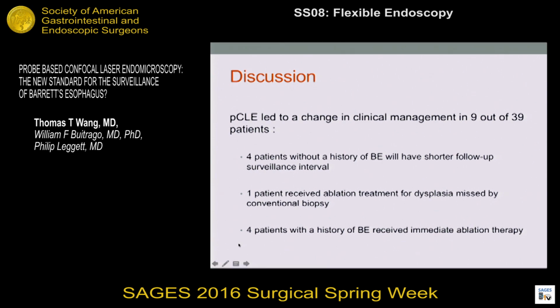So what does this mean for our patients? Out of our 39 patients, we had 9 patients in which PCLE made a change in clinical management. 4 of our patients without a history of BE had a positive optical biopsy that would have been missed by the pathological diagnosis. And because of that, they will undergo a shorter surveillance interval. Whereas before it would be every 3 to 5 years, for a missed diagnosis, now we're going to see the patient within 1 to 3 years for consideration of repeat endoscopic surveillance.